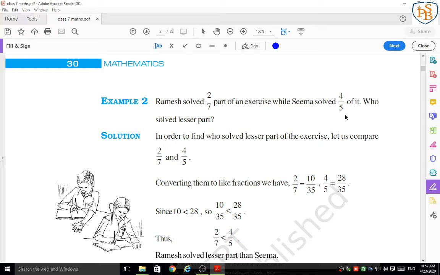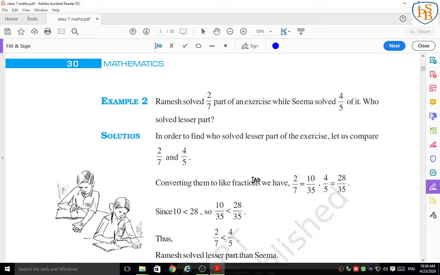So in order to find out who solved lesser part of the exercise, let us compare 2 upon 7 and 4 upon 5. And to compare these fractions, we have to convert them to like fractions. That means fractions whose denominators will be the same. Okay, to find the same denominator, we have to find the LCM of their denominators.